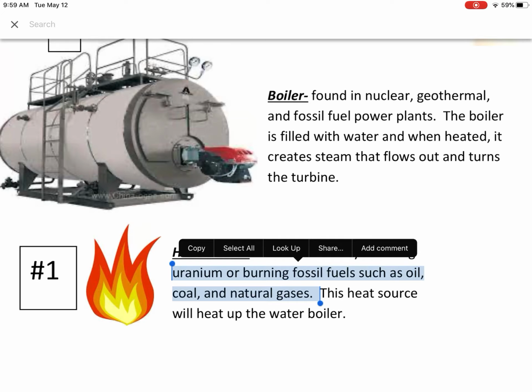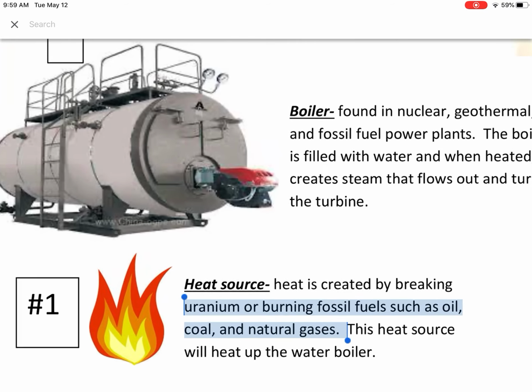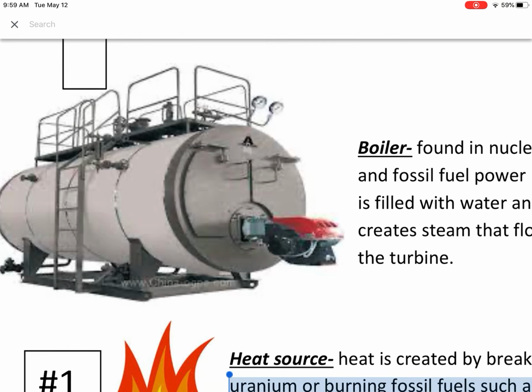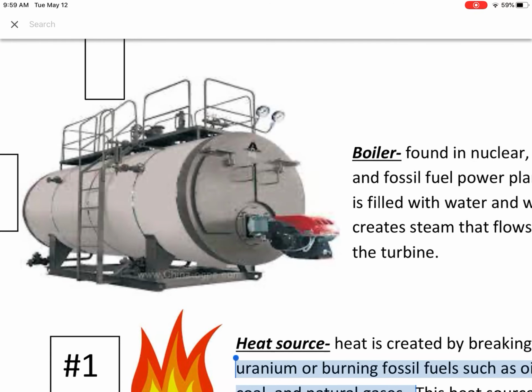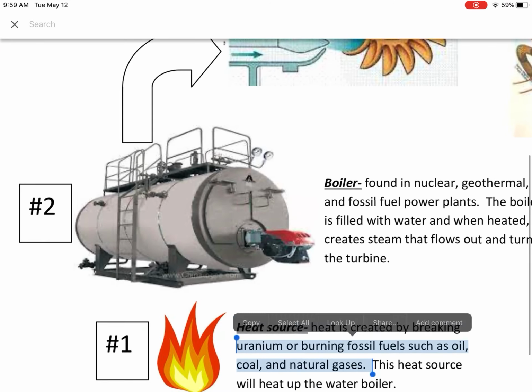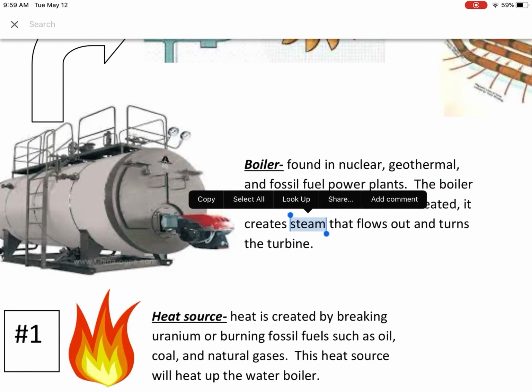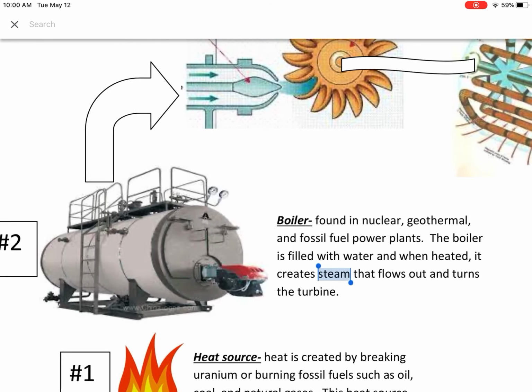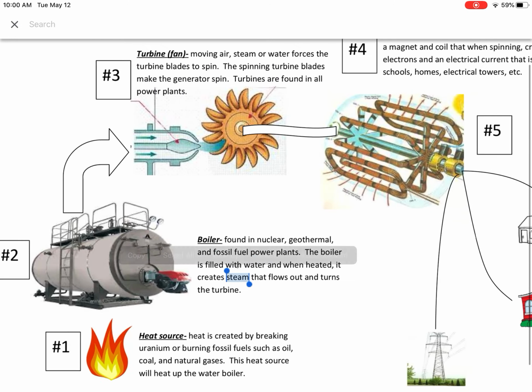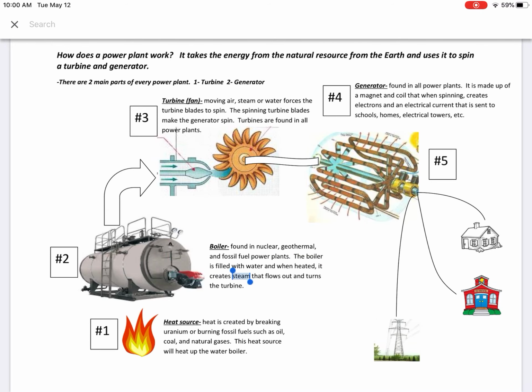But if you have a heat source to heat the boiler up, then the water begins to boil, and what does it turn into? Yep, you said it, steam. And steam is fake air. You can put it under pressure, and then the steam flows out and can turn the turbine. And that's basically another way that you can turn the turbine.